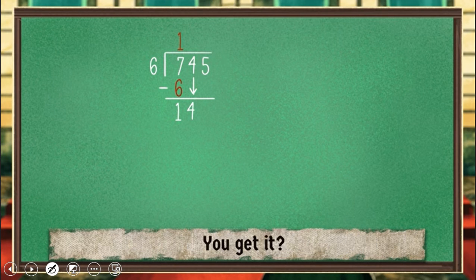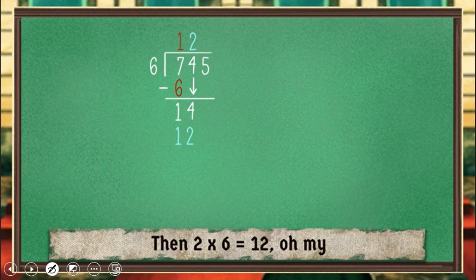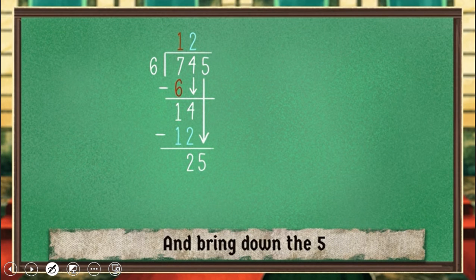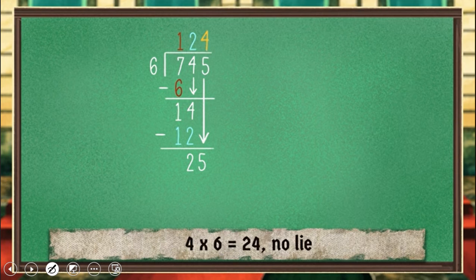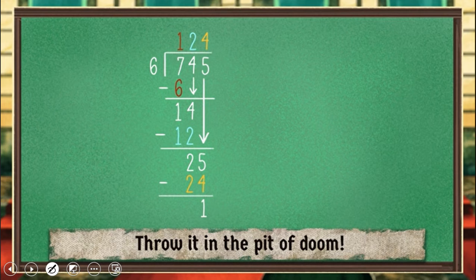You get it? I think I'm following. 6 into 14 is 2 times, then 2 times 6 is 12. Oh my, 14 minus 12 is 2. So we write it and bring down the 5. I'm getting excited. 6 into 25 goes 4 times. 4 times 6 is 24, no lie. When we subtract, we have 1 left over. Throw it in the pit of doom.